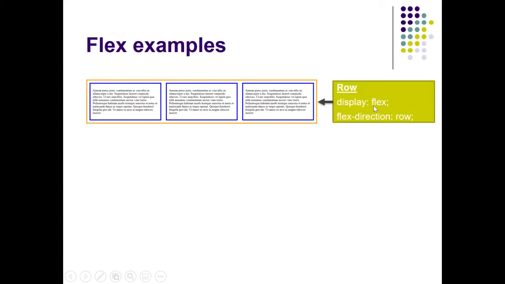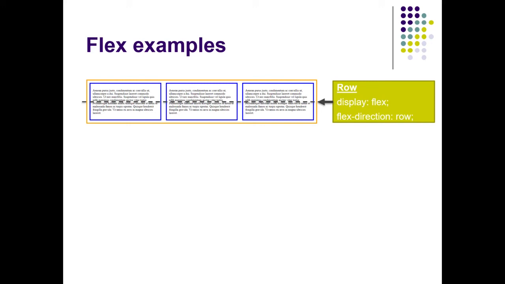Display flex turns that container box, the outer box, the orange one, into a flexible container area where things can flex or go in a row or a column inside that box as we wish. I set flex direction row. We'll align around an axis there in a row, stacking across the page.